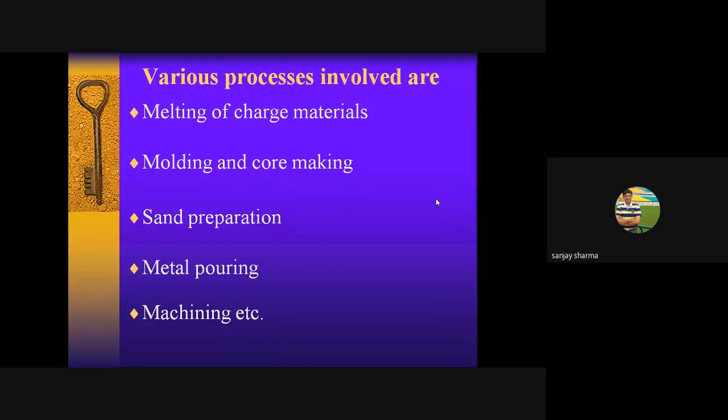In this, the processes were identified. Whenever you try to apply the cleaner production technique in any sort of unit, you first carry out an audit. Like an audit of melting of the charged materials, molding and core making techniques, sand preparation, then metal pouring and machining.